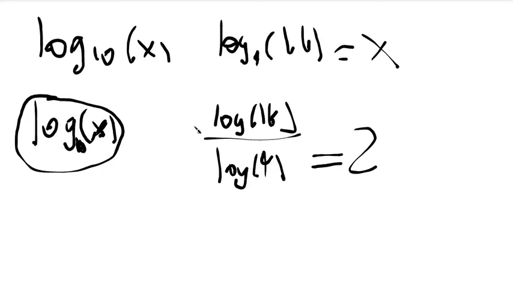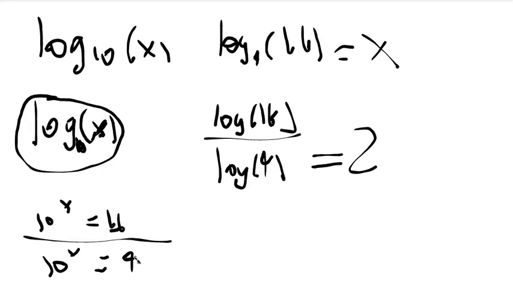So basically what you're doing is finding what 10 to the x would be equal to 16, all divided by what 10 to the x would be equal to 4. So when you find these terms, it'll give you the power the denominator has to be raised to in order to get the term in the numerator.